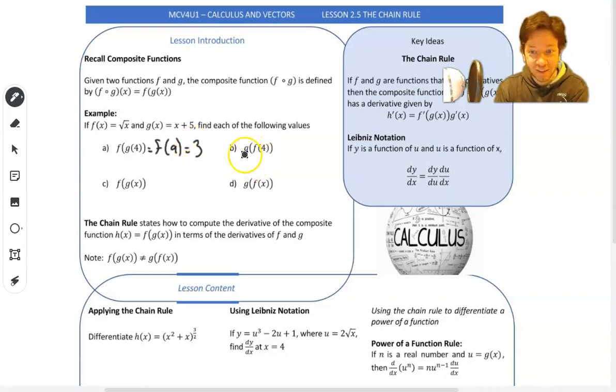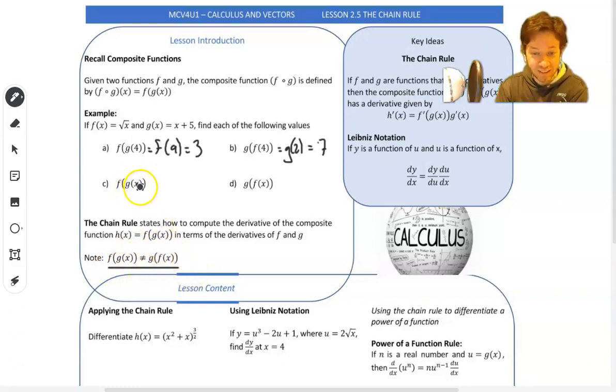But would that be the same as g of f of 4? Well, f of 4 is the square root of 4, which is 2. So that equals g of 2. And g of 2 is 2 plus 5, that's 7. So no, I've already written down here, they do not equal.